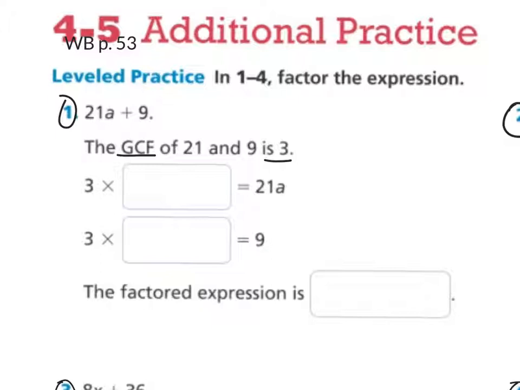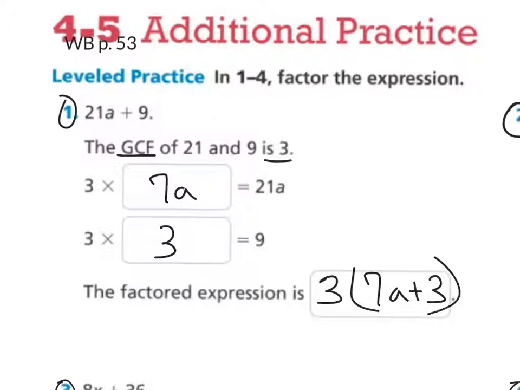3 times something to get 21a. Well, 3 times 7 is 21, and then we would need an a after that. 3 times what to get 9? That would be 3 times 3. And so our factored expression, we factor out the greatest common factor, which is the 3, and then we would be left with 7a plus 3.